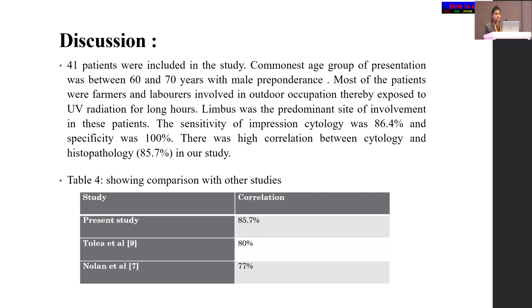Discussion. 41 patients were included in the study. The commonest age group of presentation is 60 to 70 years, with male preponderance. Most of the patients were farmers and laborers involved in outdoor activity.